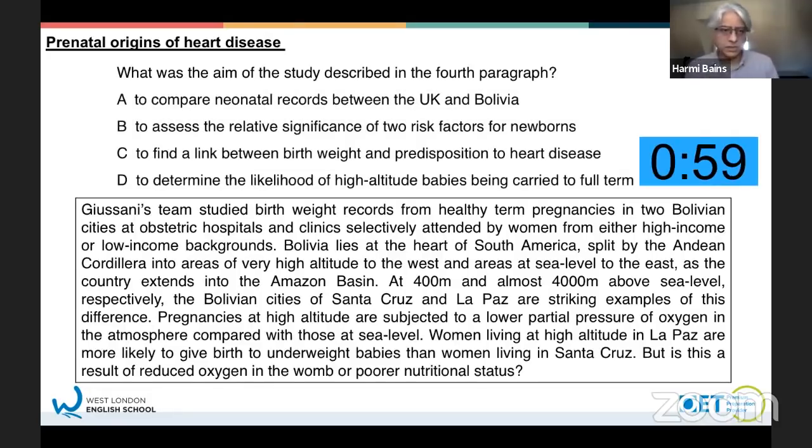Guys, and you can see the answer options. You've got a minute to select the answers. Remember to look at the whole paragraph as well. Don't just focus on a specific sentence.